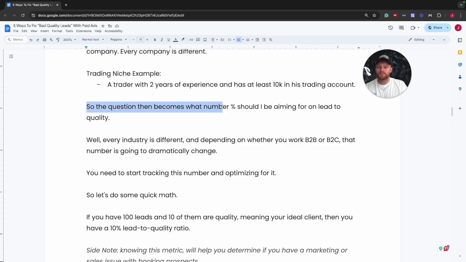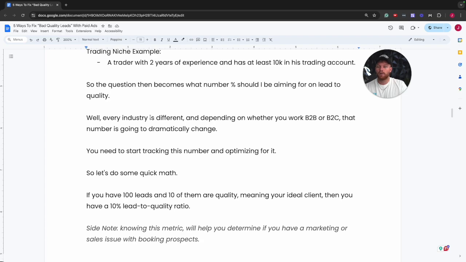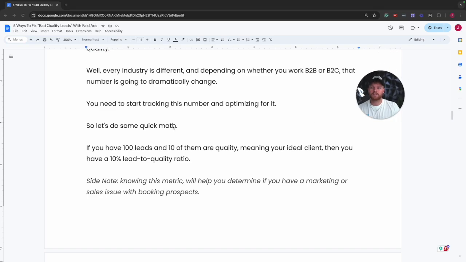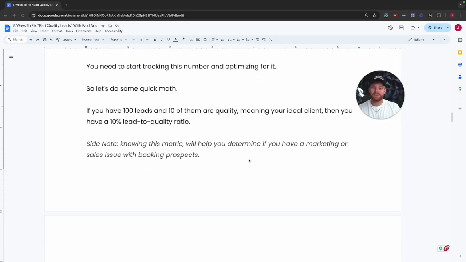So then the question becomes, what percentage should I be aiming for on the lead to quality ratio, right? Well, every industry is different. And depending on whether you're B2B or B2C, that number is going to dramatically change. You need to start tracking this number and optimizing for it. So let's do some quick math. If you have 100 leads and 10 of them are quality, meaning 10 out of 100 leads are your ideal client, then you have a 10% lead to quality ratio.